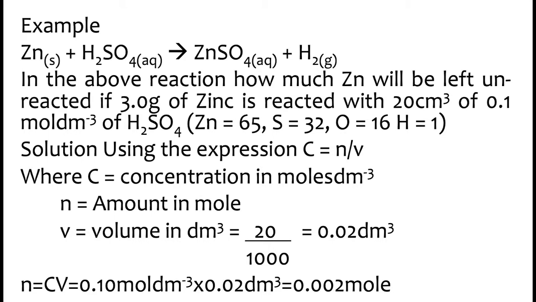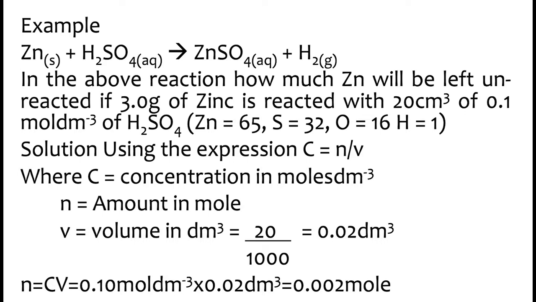So that to convert volume from centimeter cube, which is 20 centimeter cube, to decimeter cube, you divide by 1000. 1000 is the factor of conversion, and you have it to be 20 divided by 1000 to give you 0.02 dm cube. So if you substitute, making n, small letter n, which is number of mole, the subject of the formula, you have n is equal to concentration times volume.